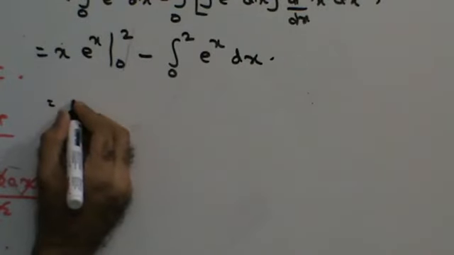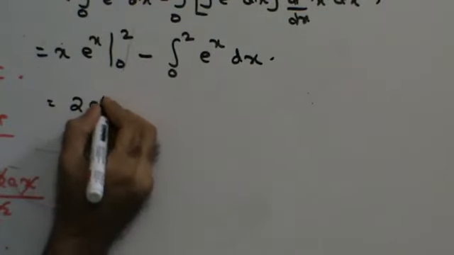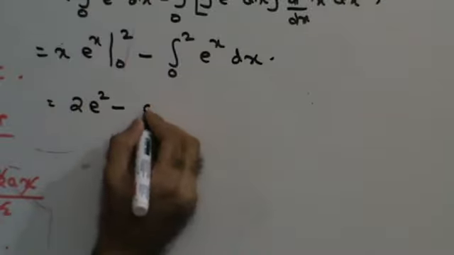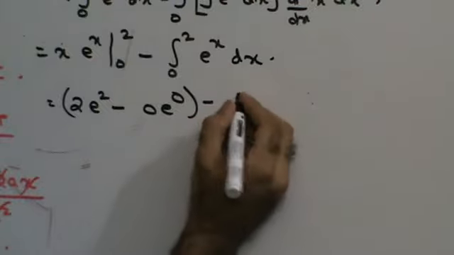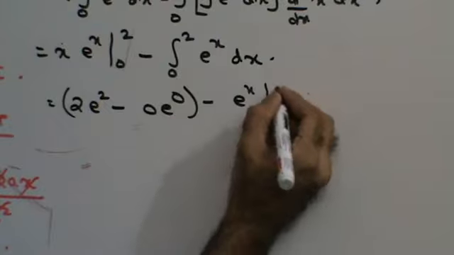This is nothing but upper limit 2e square minus lower limit 0 e raised to 0, minus integral of e raised to x is e raised to x 0 to 2.